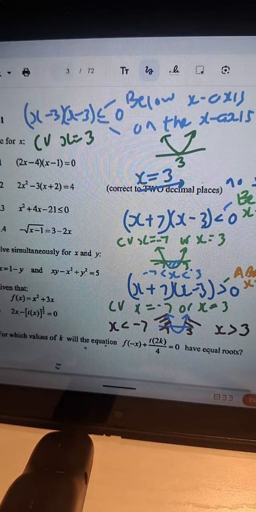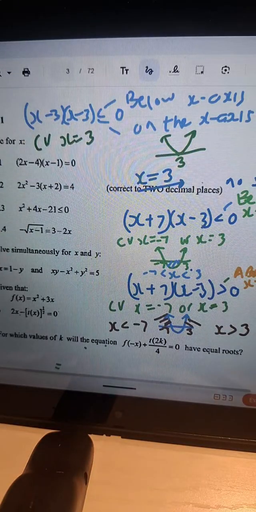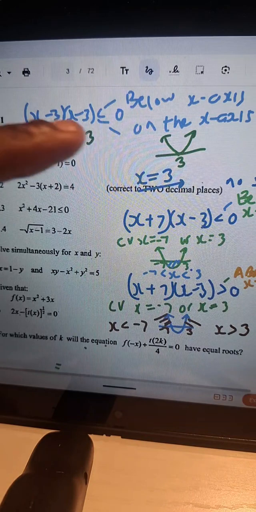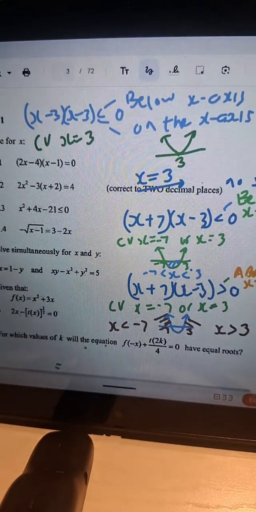X is equal to 3. Why are we saying x is equal to 3? To accommodate on the x-axis. For which value of x is the function on the x-axis? It's where x is equal to 3.